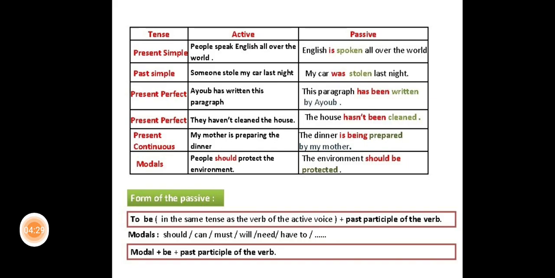All right. Present perfect. Ayub has written his paragraph.